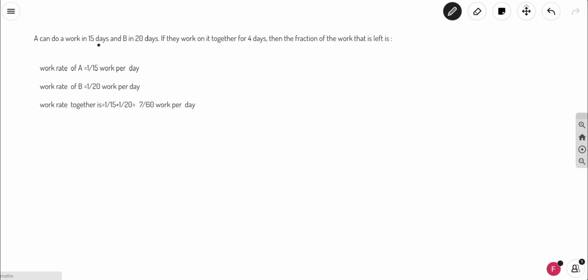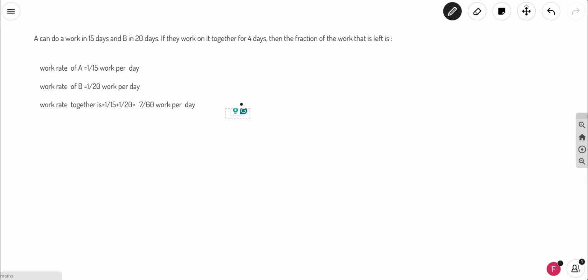first we have to find work rate. So work rate of A is 1 upon 15, 15 is the days. The formula of work rate is 1 upon time taken in days. So work rate of B is equal to 1 upon 20 work per day. Now we have to find the work rate together, so we sum the work rate of A plus work rate of B. 1 upon 15 plus 1 upon 20 is equal to 7 by 60 work per day.